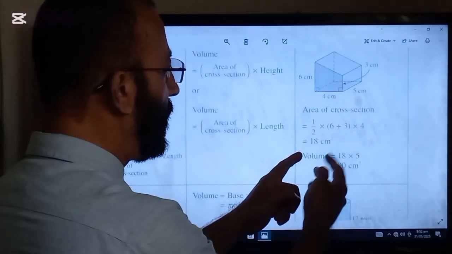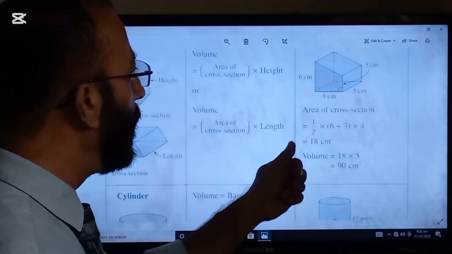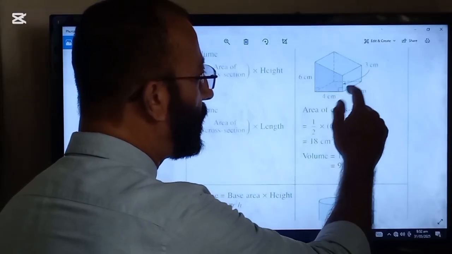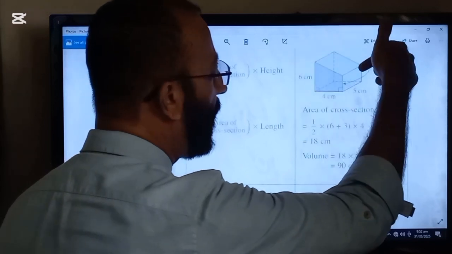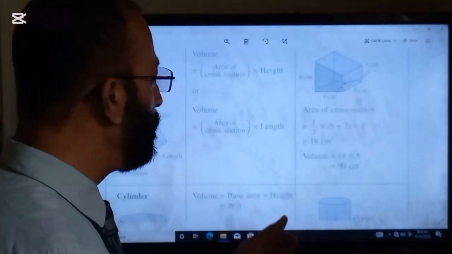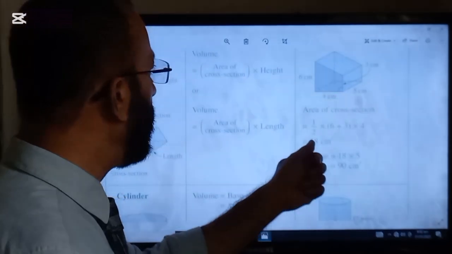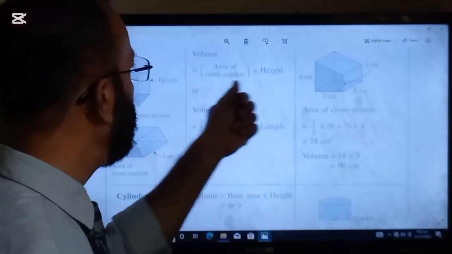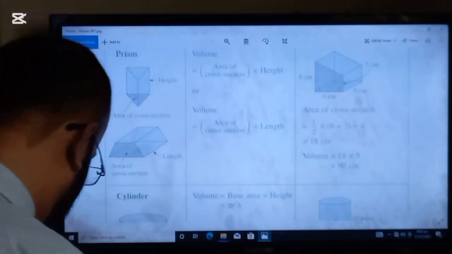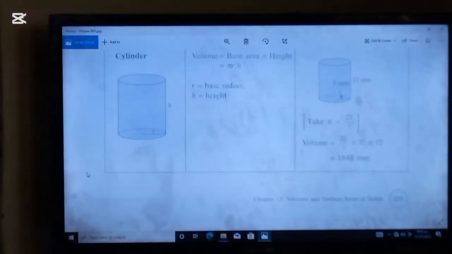This is actually the area of the cross section now, and this is the length or height of the prism, because this is a cross section and the back side is also a cross section, so this will be the height. Now we will put the area of the cross section, 18, and height, 5, into this formula. So 18 into 5, that is the volume of the prism.